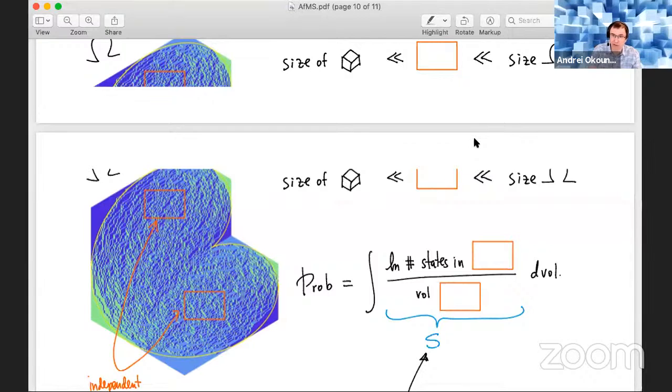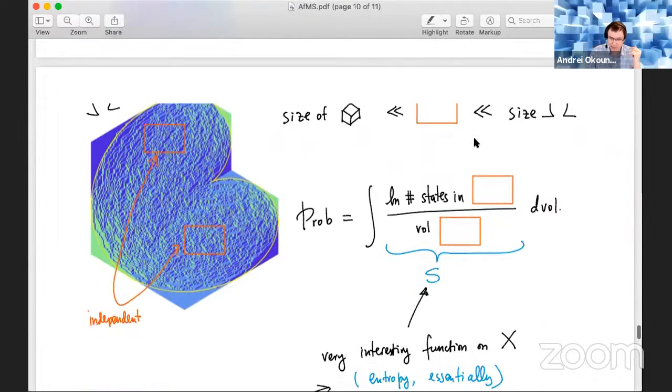So if I take the log of probability, I forgot the log here. If I were rewriting that, I would add the log. What was previously multiplicative is now going to be additive. So this would be some sum over all these red patches, where you take the logarithm of the number of states in the red patch divided by its volume, and multiply by the volume again, which means you integrate with respect to the volume a function which just tells you the logarithm of the number of states per unit area.